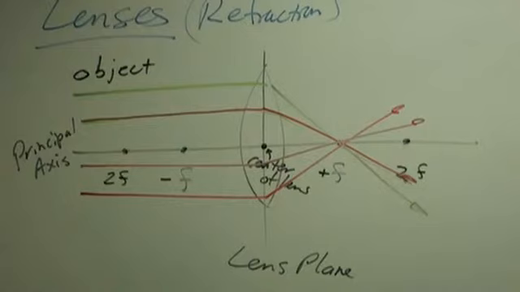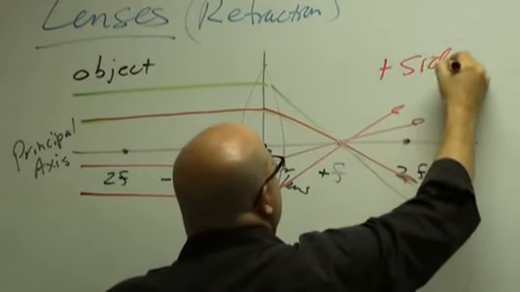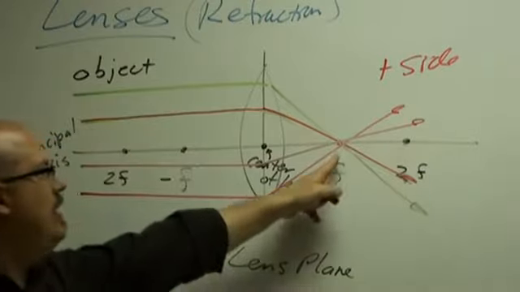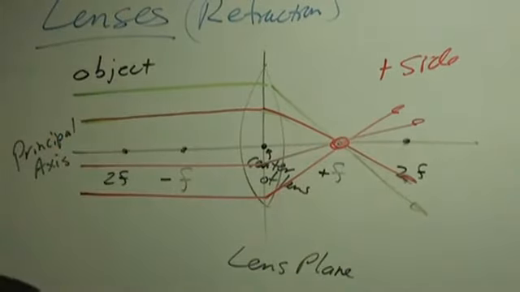So notice that this, on the right-hand side, will be the plus side now. This is the plus side because this is a real focal point there. A real live focal point where light actually does converge and actually passes through there.